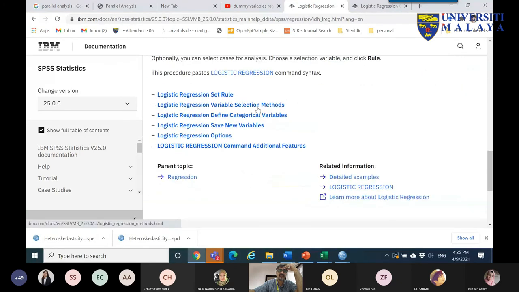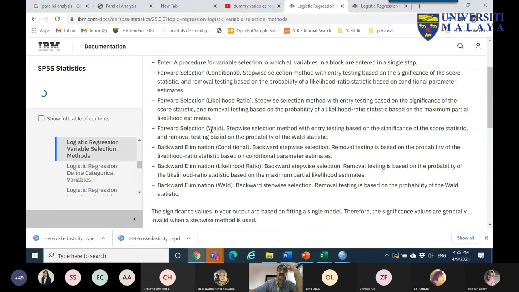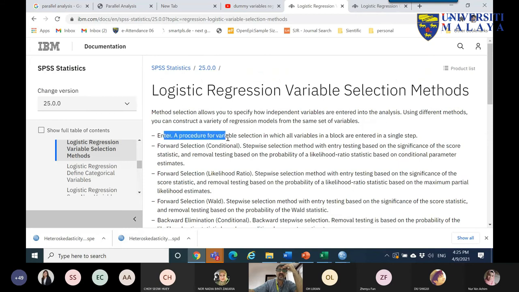Surprisingly, the variable selection methods, they always change the pages and methods sometimes. Yeah, this is the page that I was looking for. So now this is the enter method, a procedure for variable selection in which all variables in a block are entered in a single step into the model. Forward selection, conditional: a stepwise selection method with entry testing based on the significance of the score statistic, and removal testing based on the probability of the likelihood ratio statistic based on conditional parameter estimates.